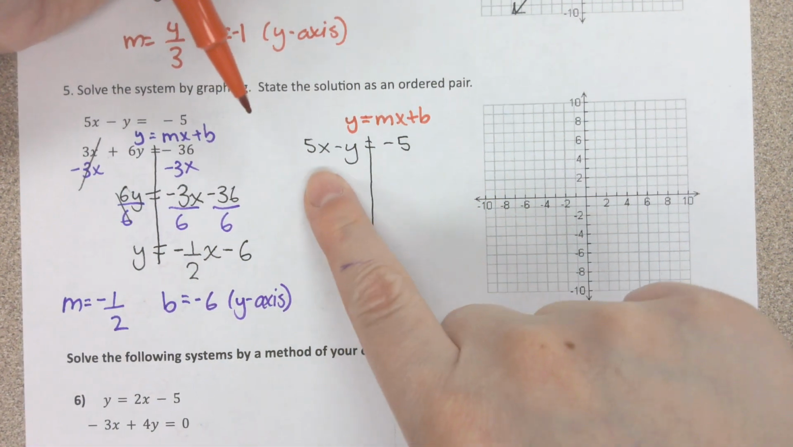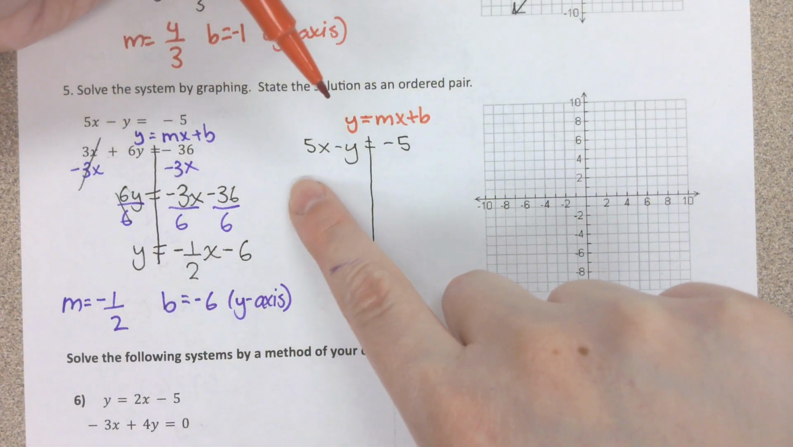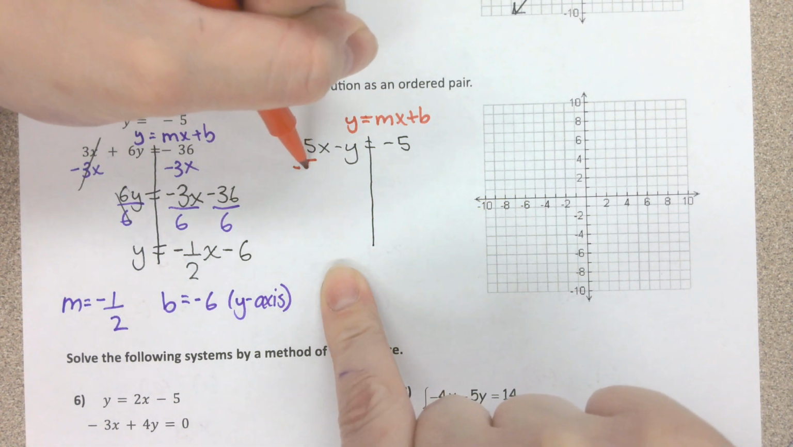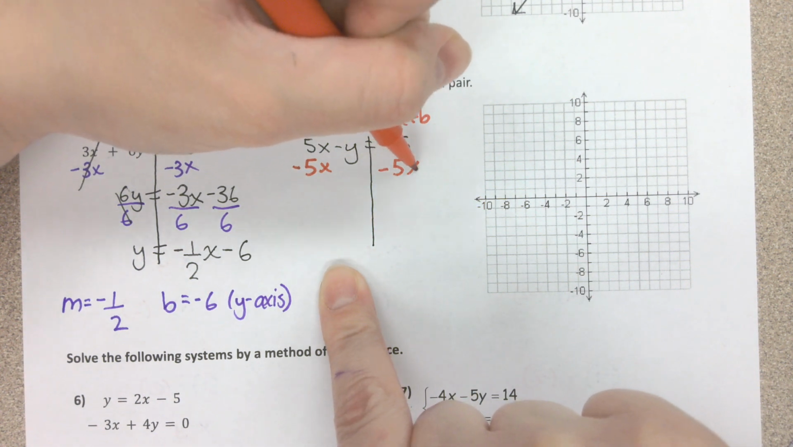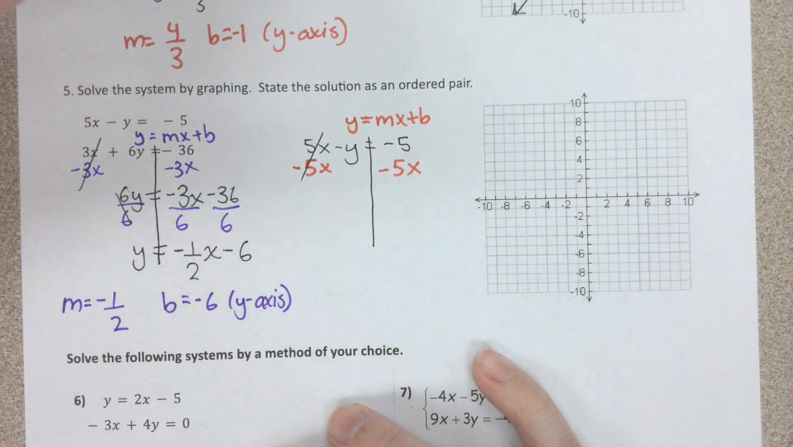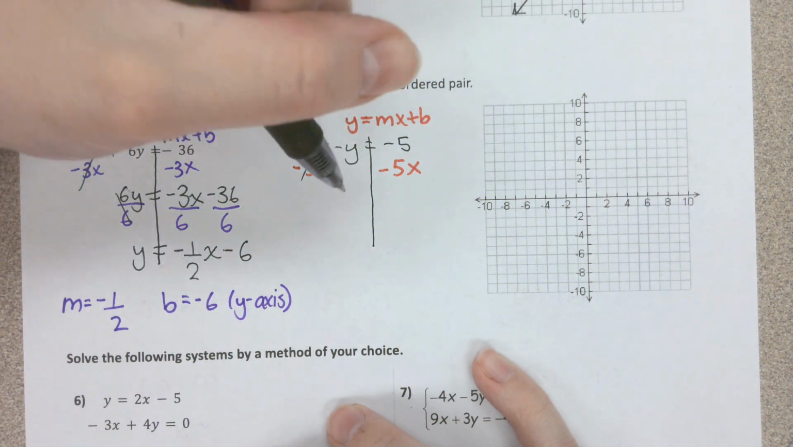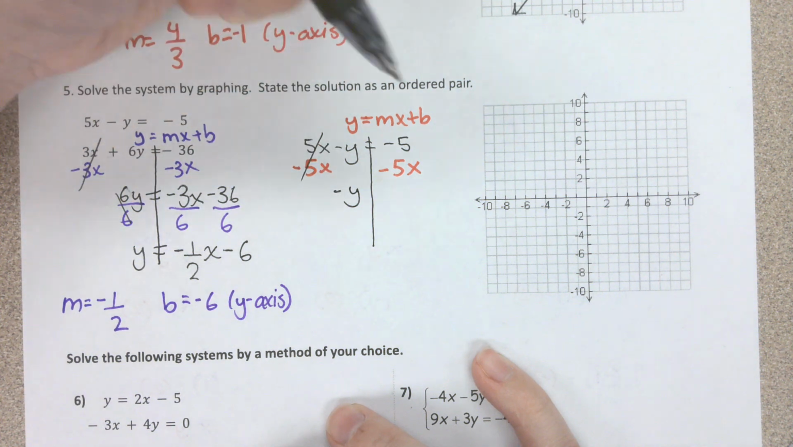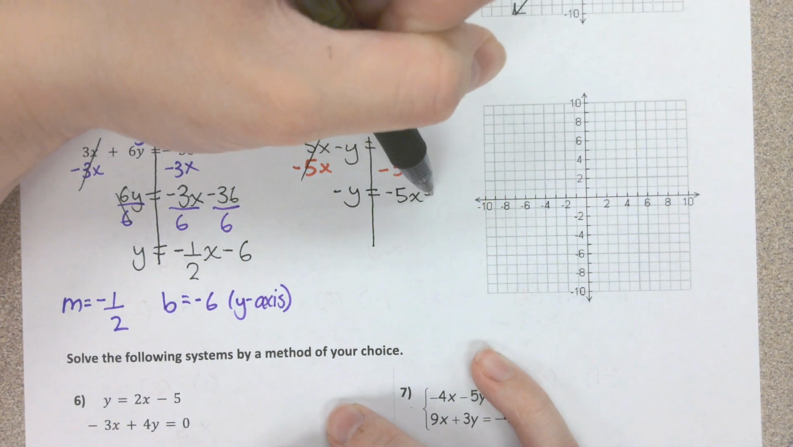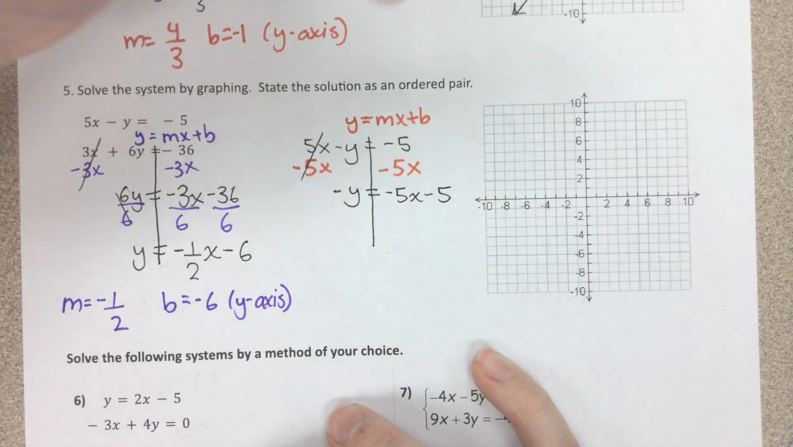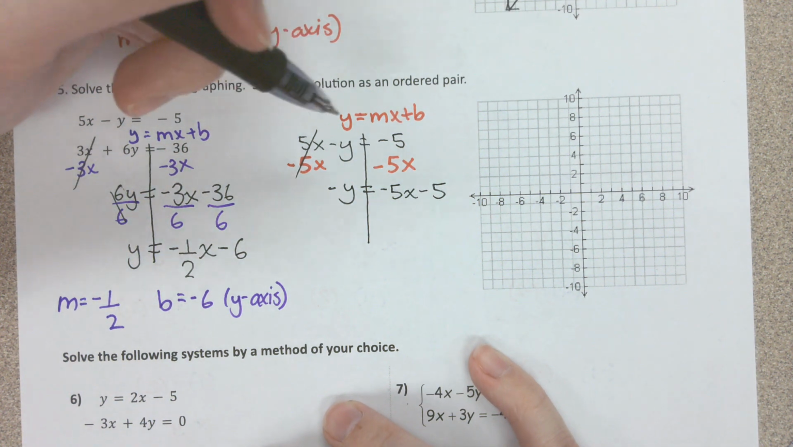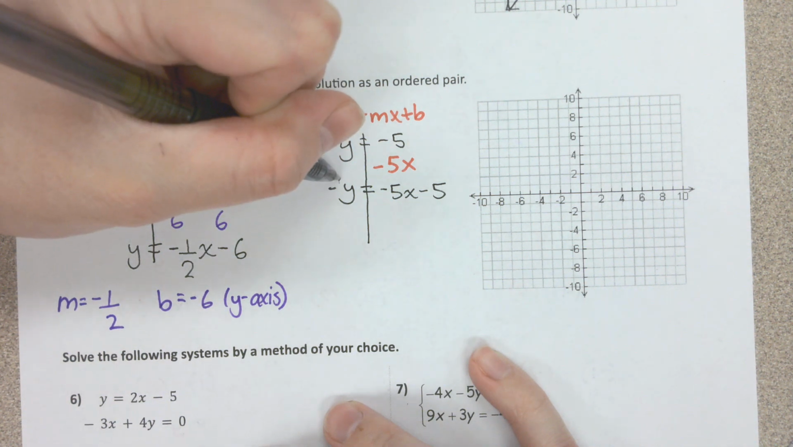So, first things first, the x needs to be moved to the other side. Here we have a positive 5x, so I'm going to minus 5x on both sides. These cancel. Now we have negative y, don't forget the minus, equals negative 5x minus 5. Put the x term first. Now this negative in front, we do need to get rid of it. Remember, this is like a negative 1.